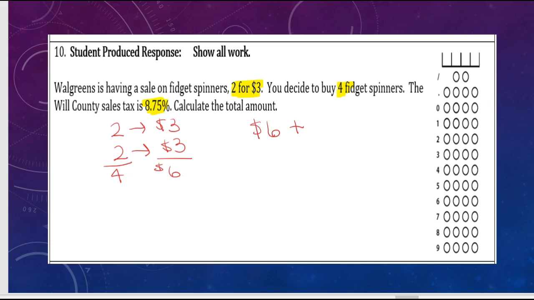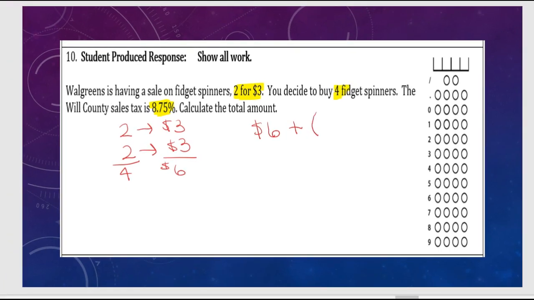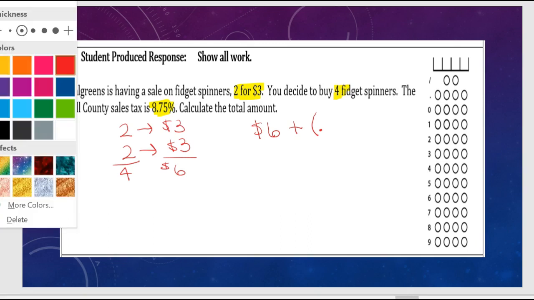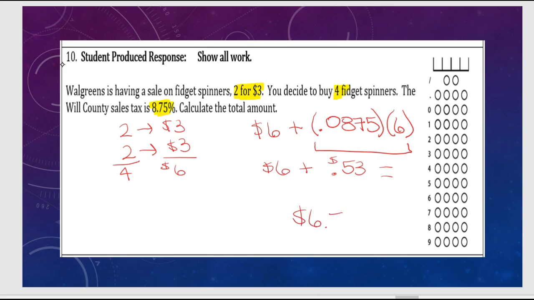So on that $6 I'm spending for fidget spinners, the tax, I'm going to convert it to a decimal, which means I'm moving the decimal 2 places to the left and expressing it as 0.0875, and I'm multiplying that by 6 because I want to find 8.75% of $6, okay, and that is connected with multiplication. So I'm going to use my calculator, and I'm going to have $6 for my fidget spinners plus 53 cents for my tax, which gives me a total of $6.53.